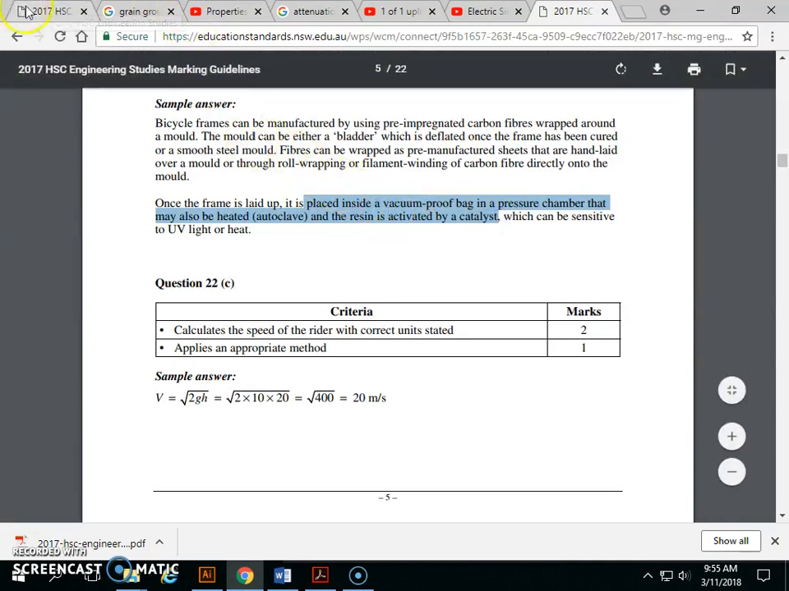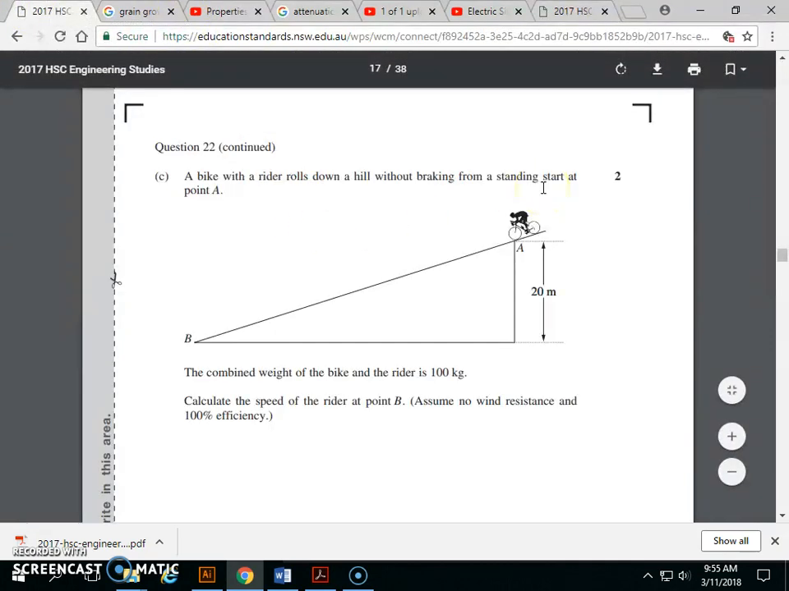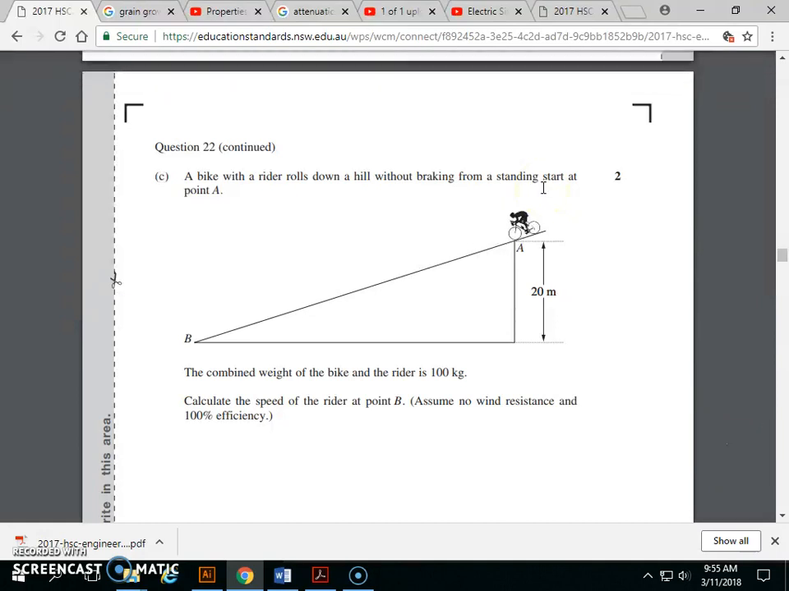Okay, a bike rider is going down a hill. The combined weight is 100 kilos. Calculate the speed of the rider at point B, assuming no resistance and 100% efficiency. So what formulas are we going to use here? Excellent, potential energy and kinetic energy. Potential energy should just be apparent, it's mass times gravity times height.